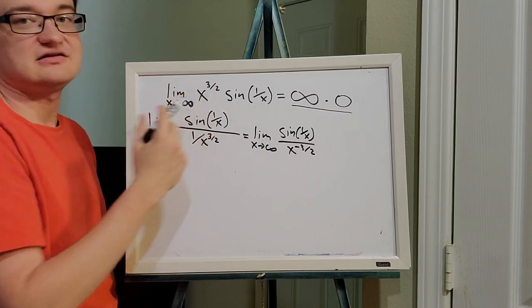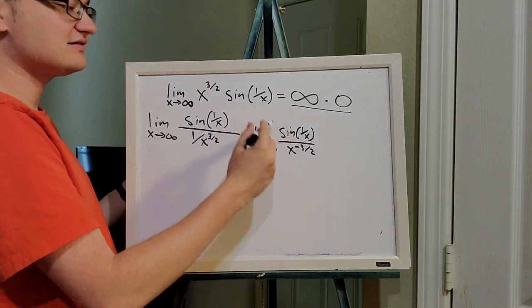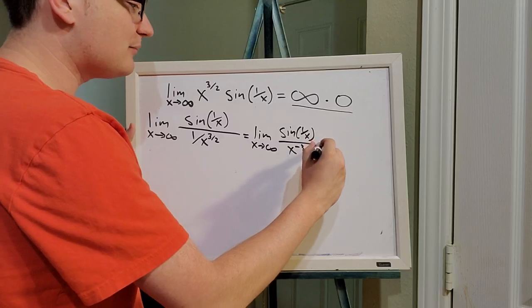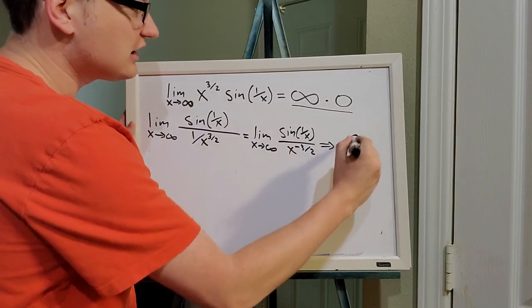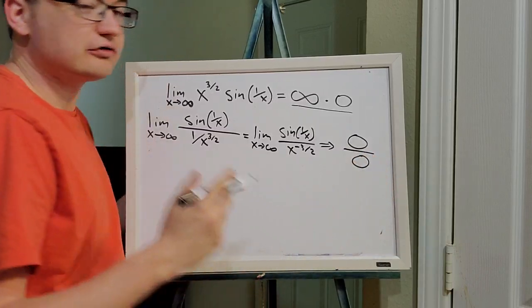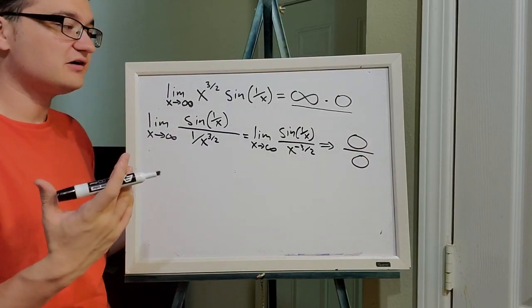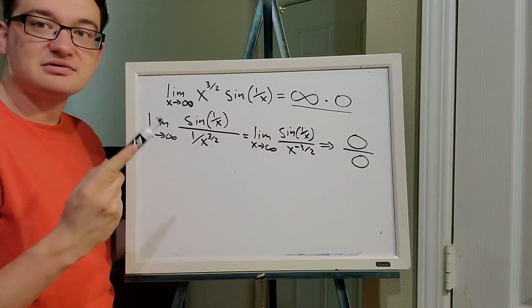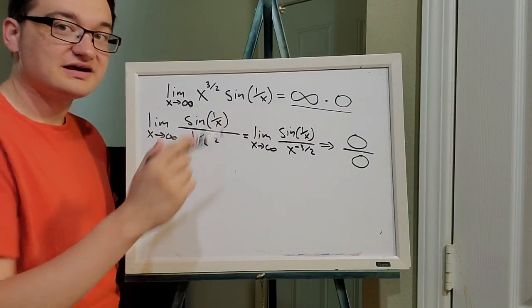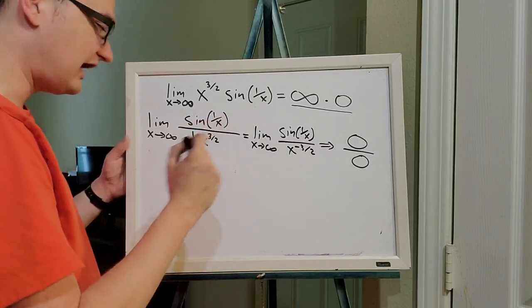Turning one of these into dividing by a reciprocal makes this a fraction, and if we apply the limits as x goes to infinity, we see that they both go to 0. This is a 0 over 0 indeterminate form. So to this problem, we can apply L'Hopital's rule because of that 0 over 0. Let's do that.